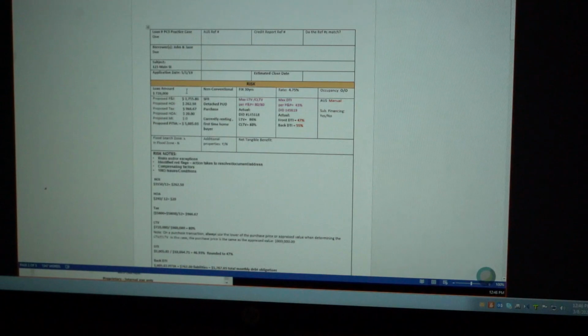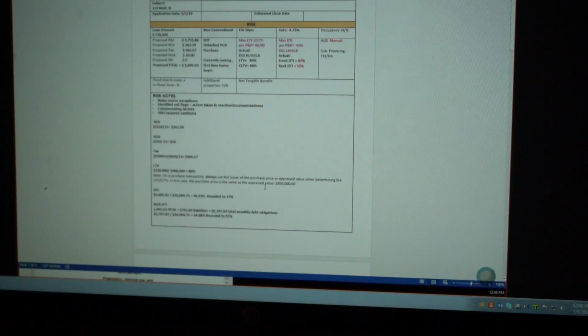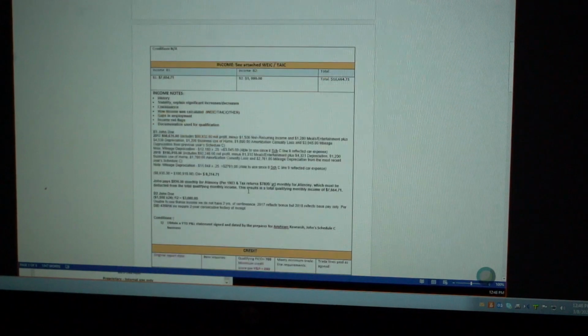Which we started at the very top. We already did our HOI, how we got our HOA, how we got our taxes, the LTV, how we calculated it. We mentioned that the appraised value of the purchase was the same. That's what we divided it by $900,000, so 80%. We talked about our DTI, the income, we showed how we calculated it. The only condition that we had, obviously, since it's self-employed, is we need a year-to-date P&L and a balance sheet, right? For any town research, for John's Schedule C. Right.